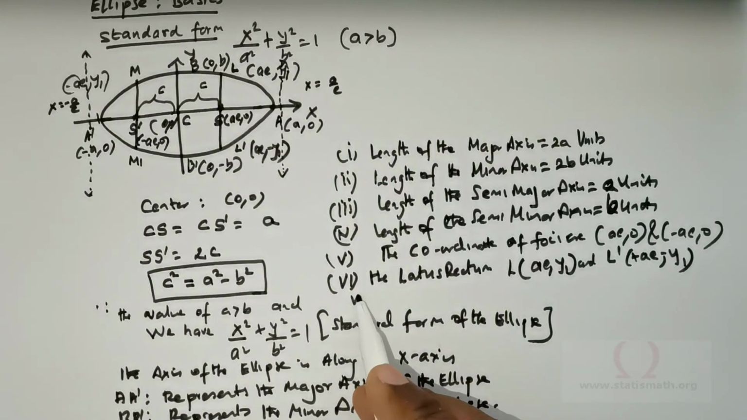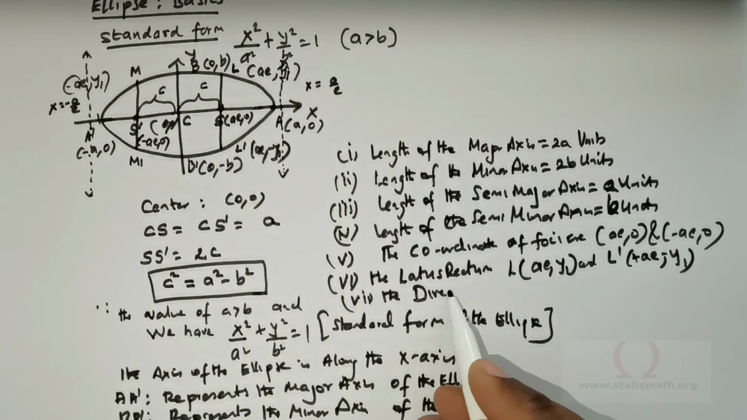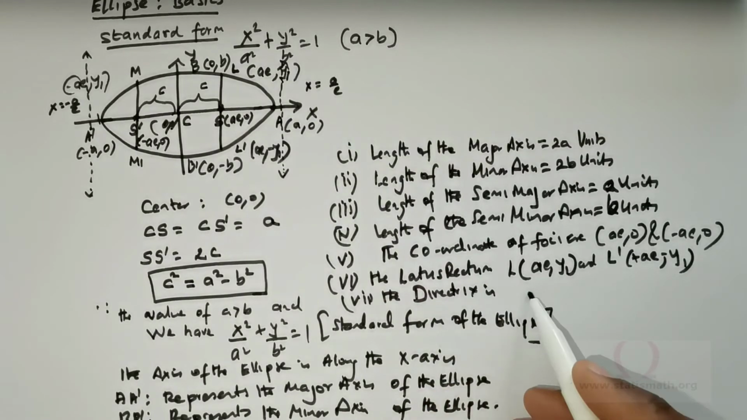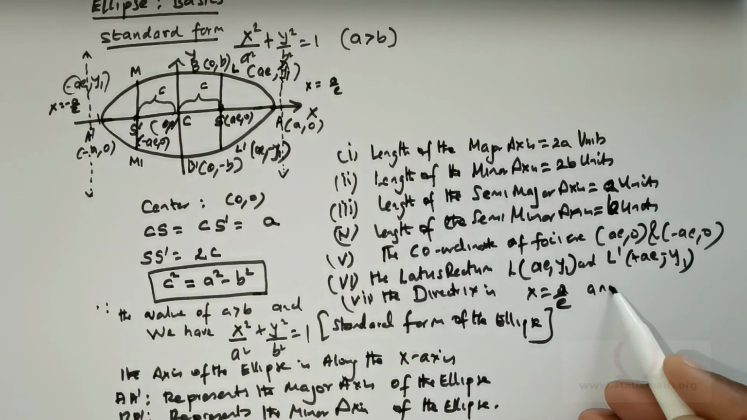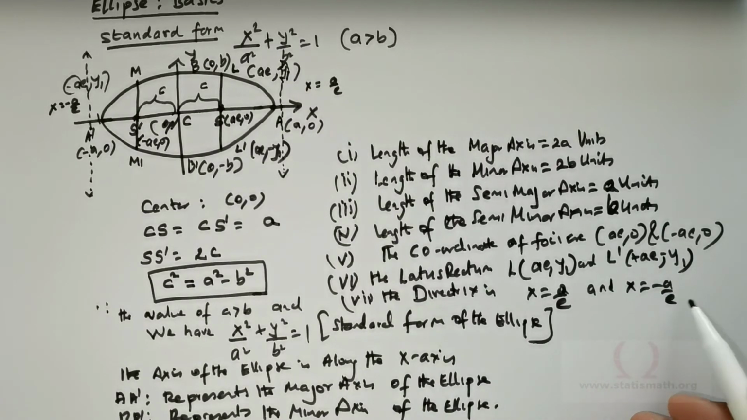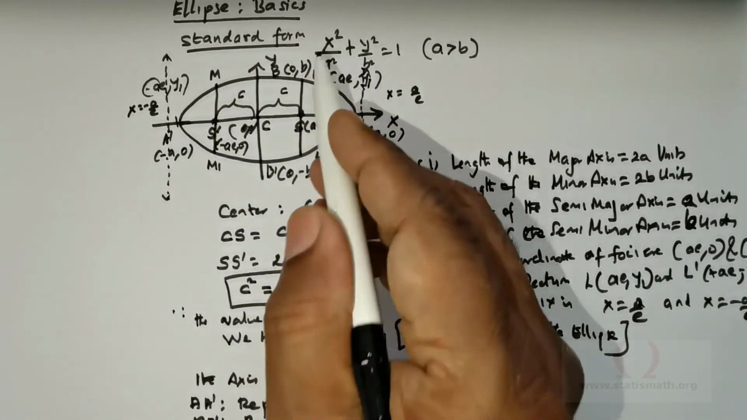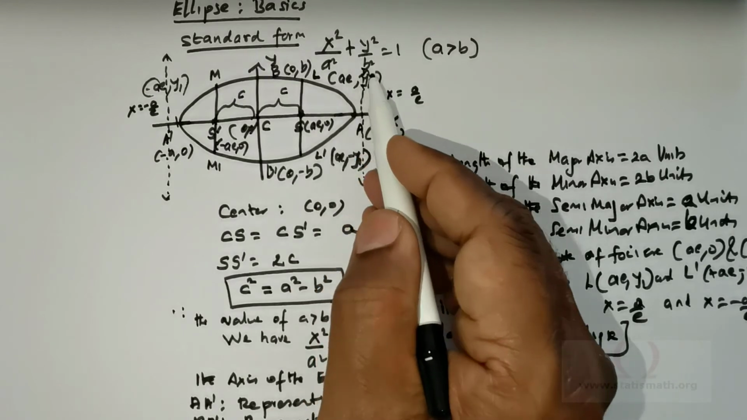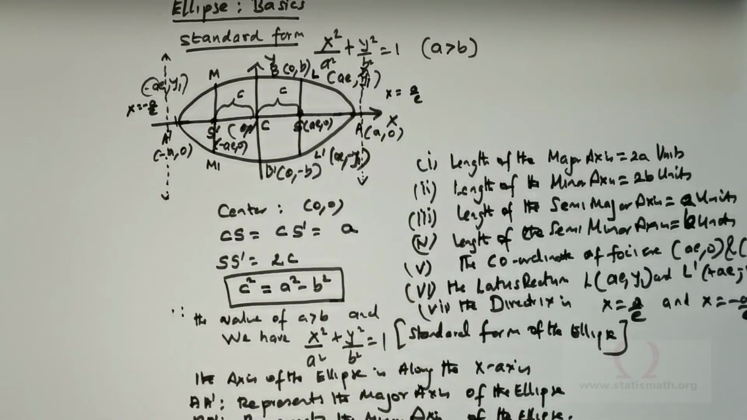Now next, finally, the directrix is x is equal to a over e and x is equal to negative a over e. So we are basically looking at the standard form of the ellipse. That is of this form: x squared over a squared plus y squared over b squared is equal to 1, with the major axis along the x-axis.